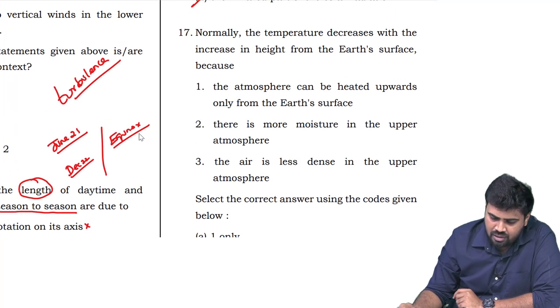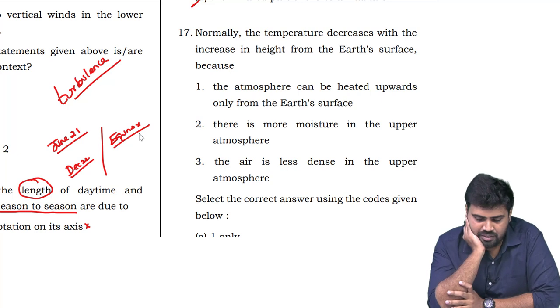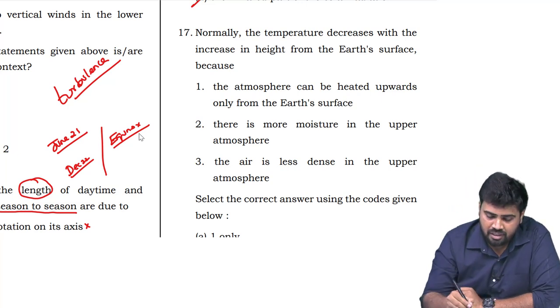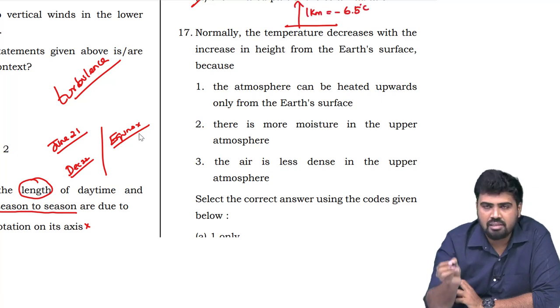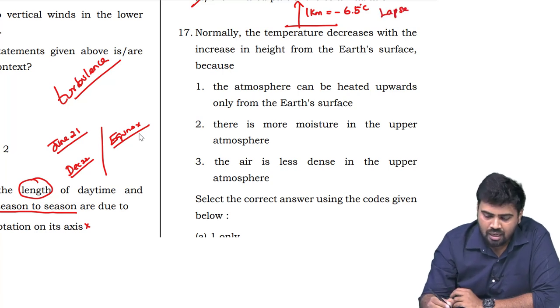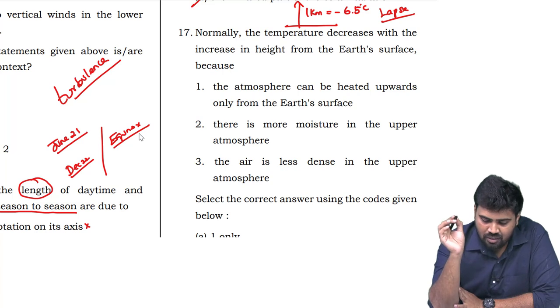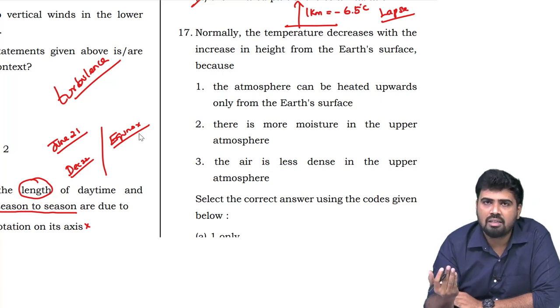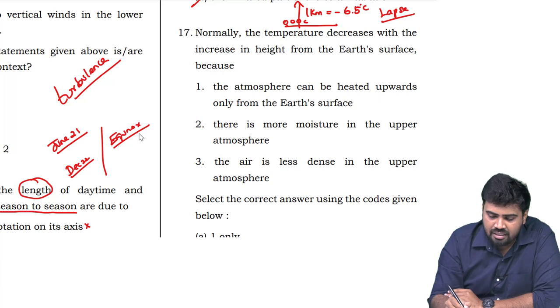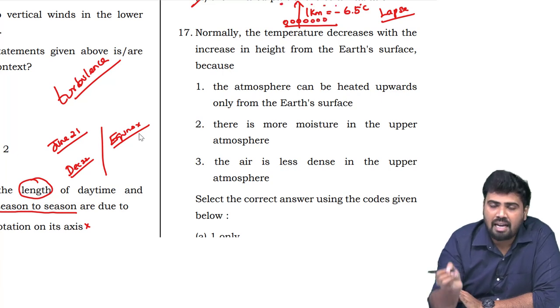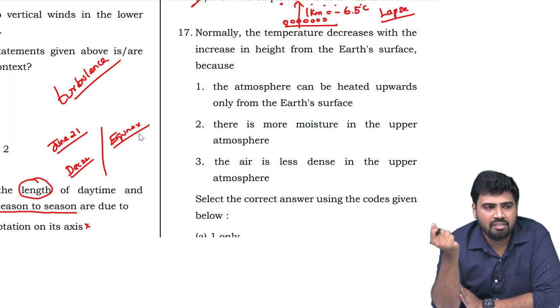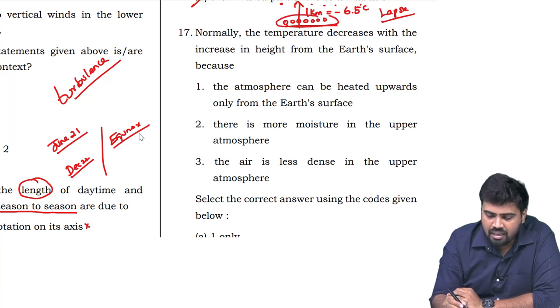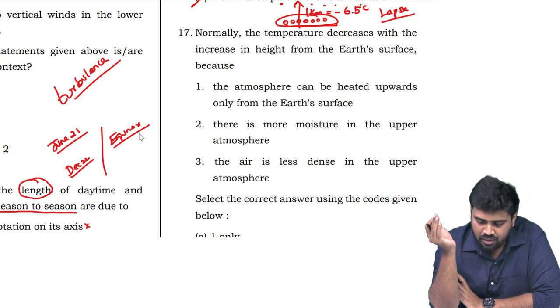Normally the temperature decreases with the increase in height from the earth's surface. Yes, we know that for every 1 kilometer there will be an average reduction of 6.5 degrees Celsius. We call it the normal lapse rate. We know that. What is the reason for this temperature reduction when you go to higher altitude? At the ground surface, we have a high density of air molecules. At the top, we have scattered air molecules. Due to many reasons, particularly gravity, air molecules are pulled towards the ground.